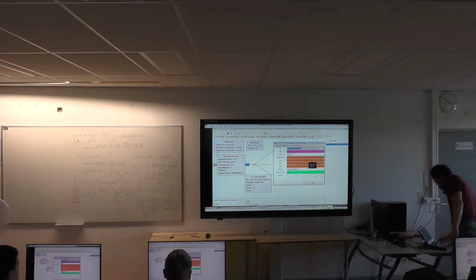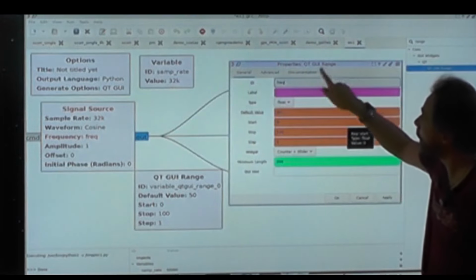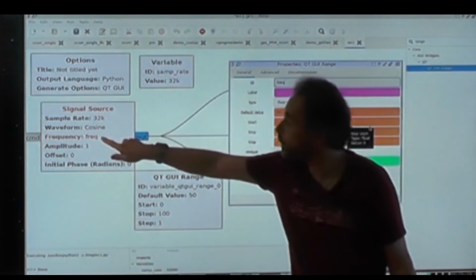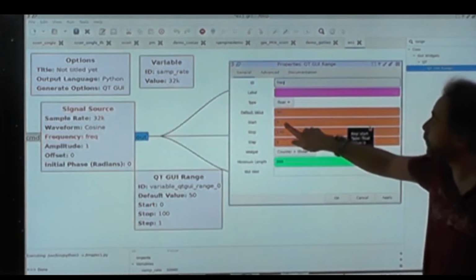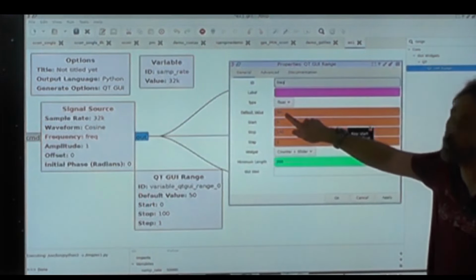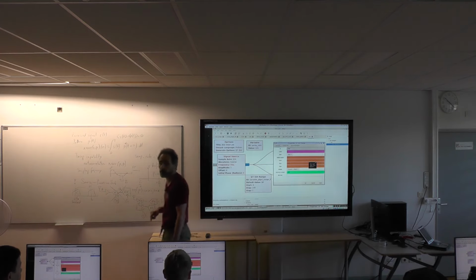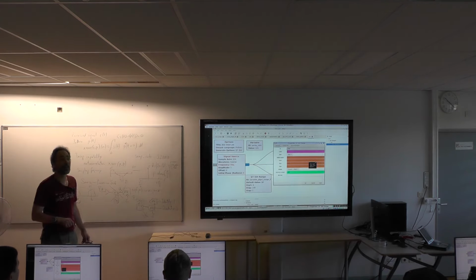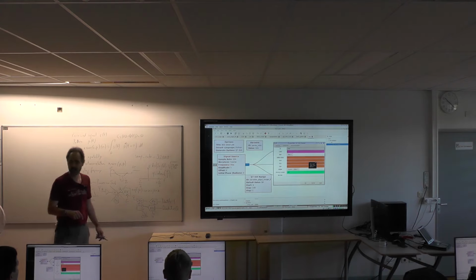So we're going to say that the QT GUI Range frequency is the same as the frequency that we're using over here. You see that we have a minimum value, 0 Hertz, the DC component. We have a default value, 50 Hertz. What would you select as a maximum frequency for this block? Half the sample rate. Right. 16K. So 16K. Do you agree?